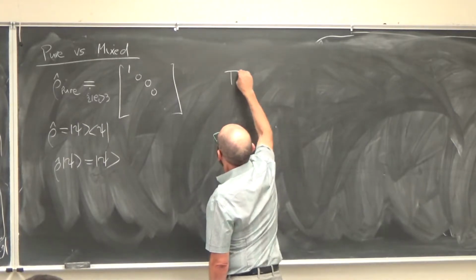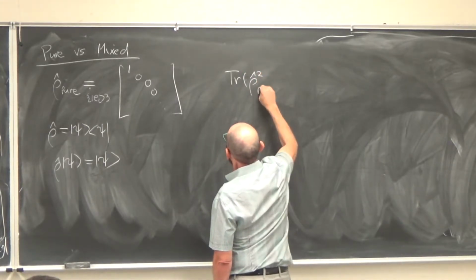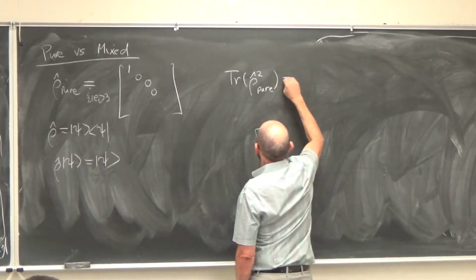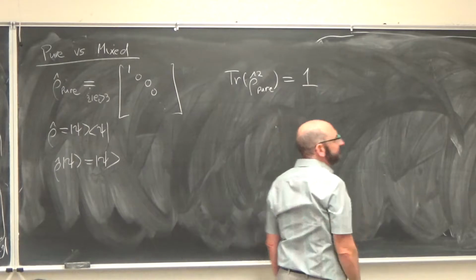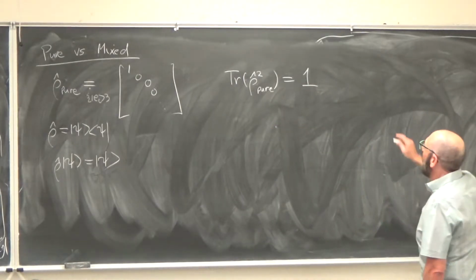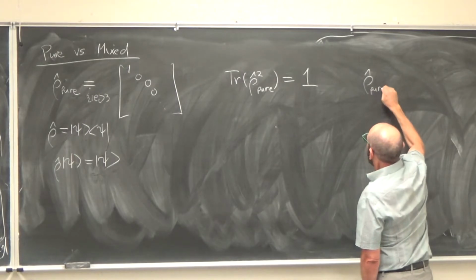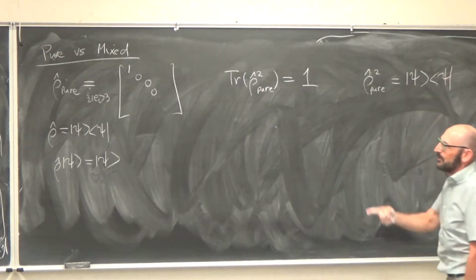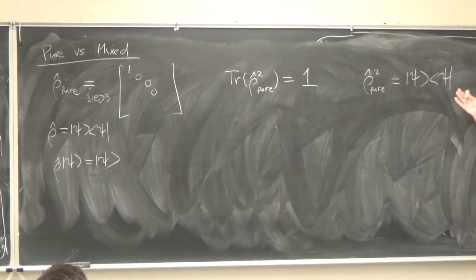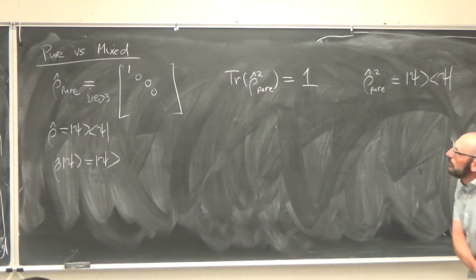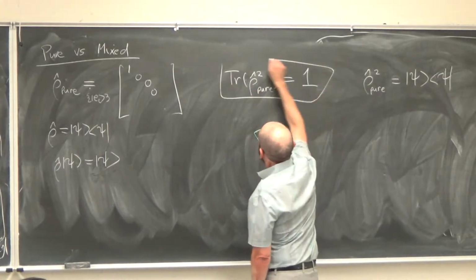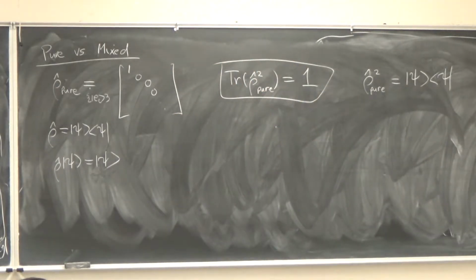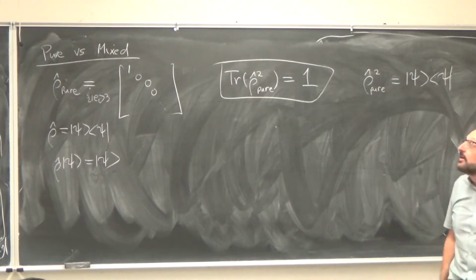Notice in this case that rho squared is equal to rho, so the trace of rho squared would equal 1 as well. We can see that another way: if I square a pure state, I get the state back, and then if I take the trace of that, I get 1 yet again. So one litmus test of purity is to look at the trace of rho squared. It will be 1 if it's a pure state.